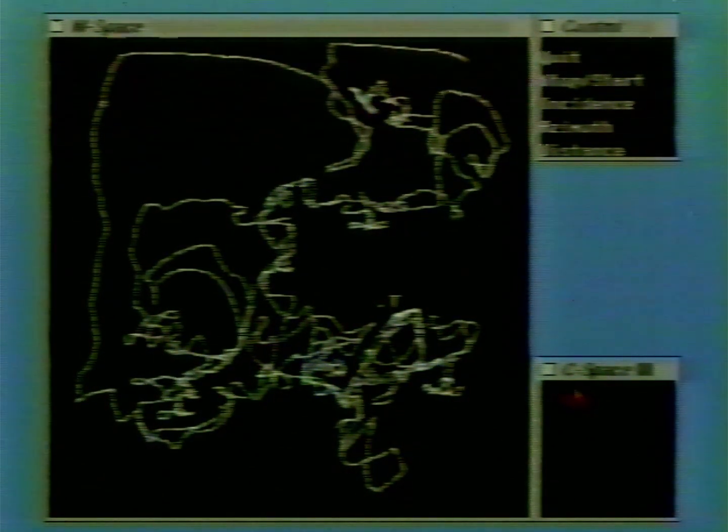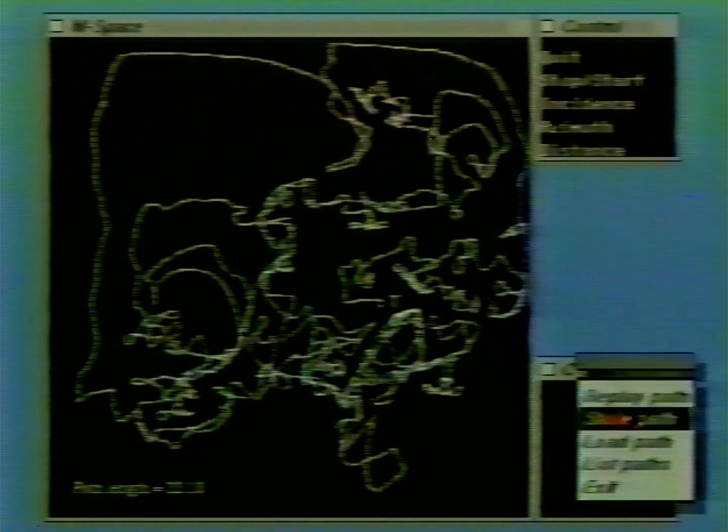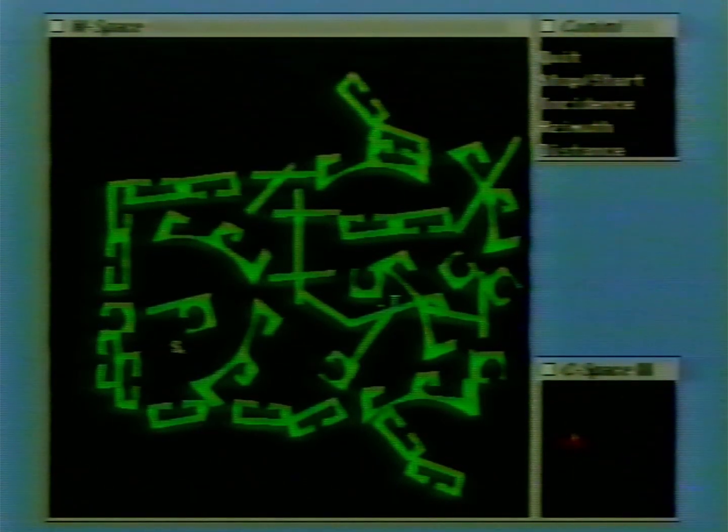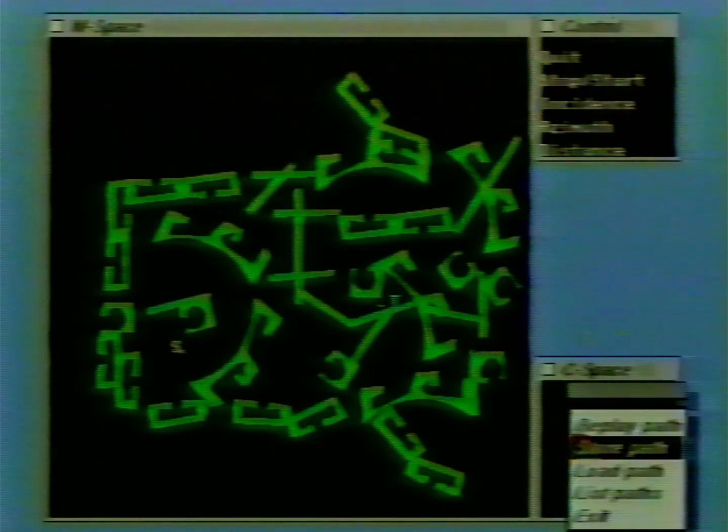Soon, the robot arrives at the target, and the length of the generated path, which is shown in the left bottom corner, is about 22 units. This is the same experiment, this time with the maze shown.